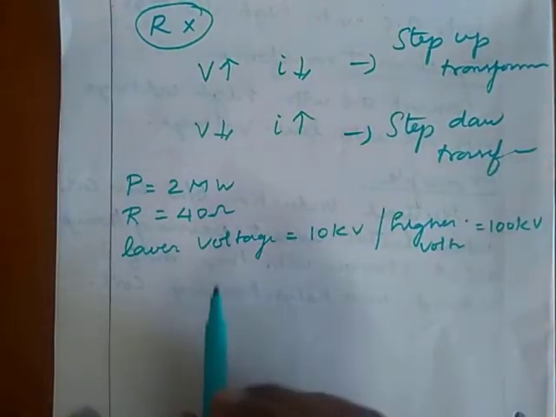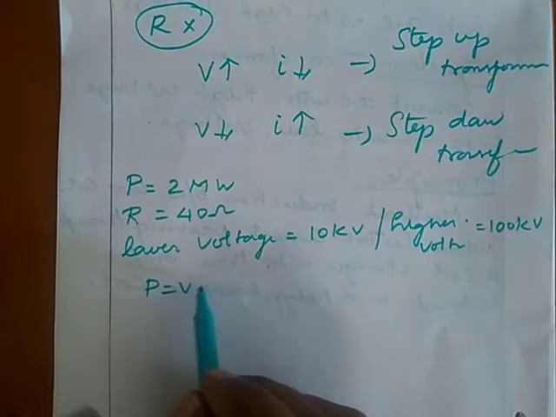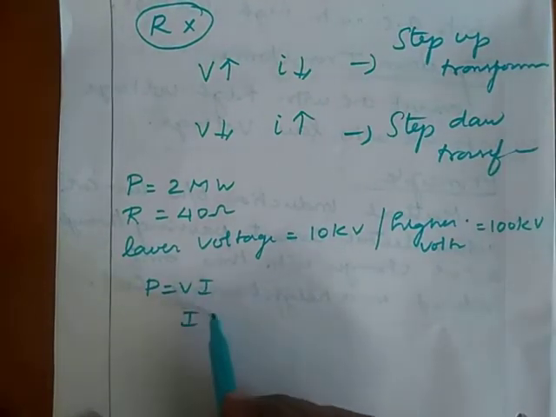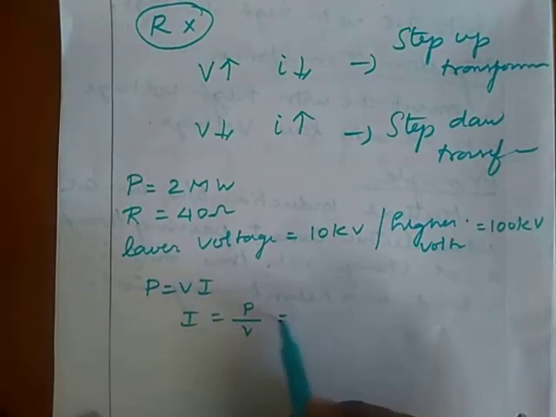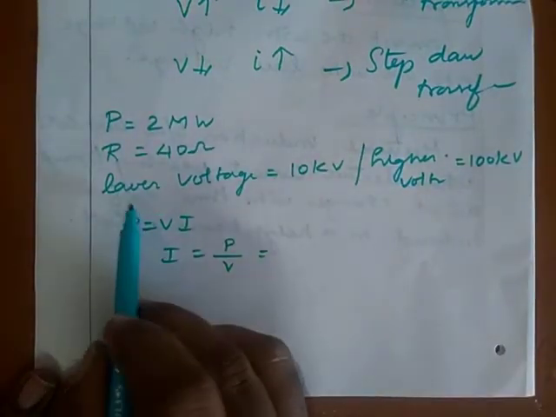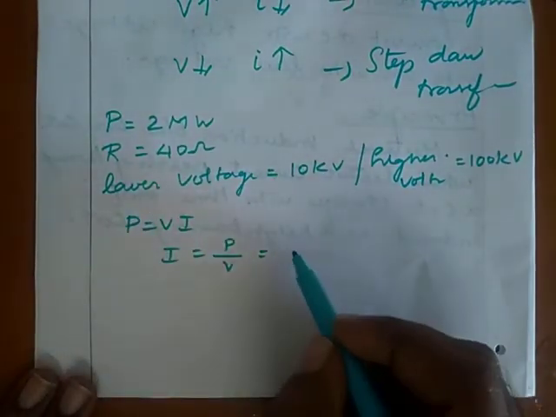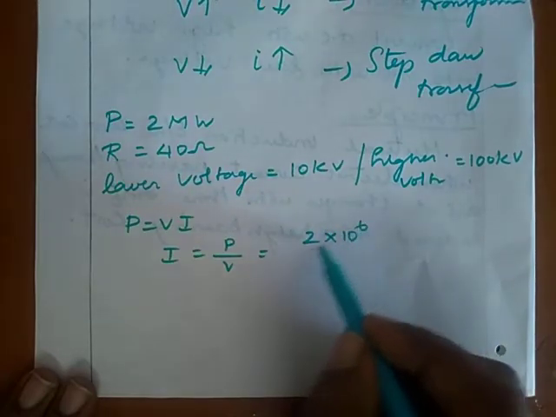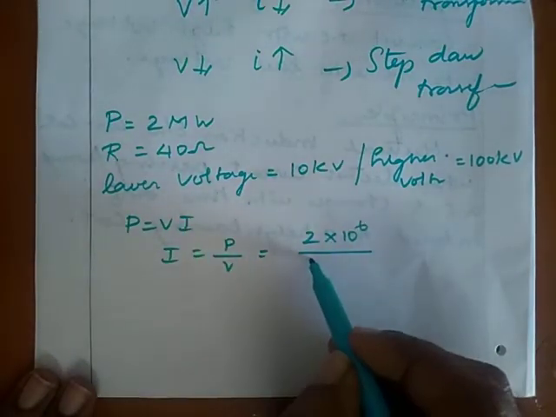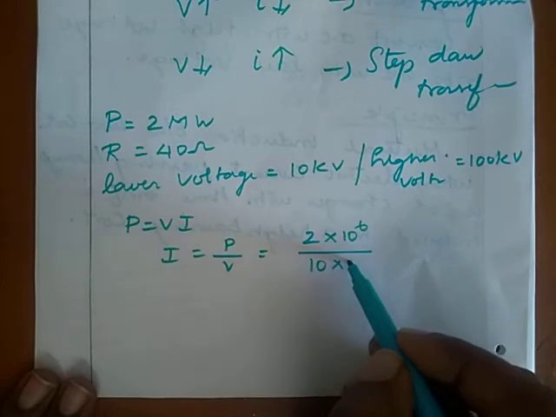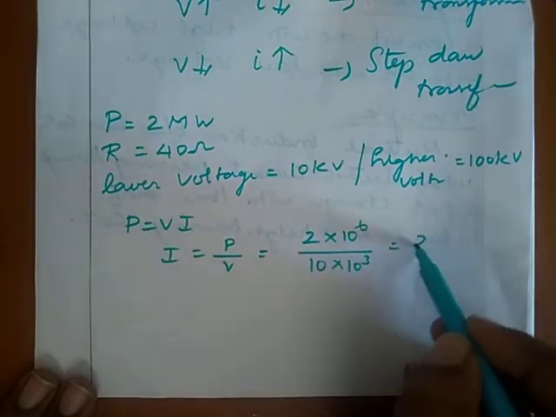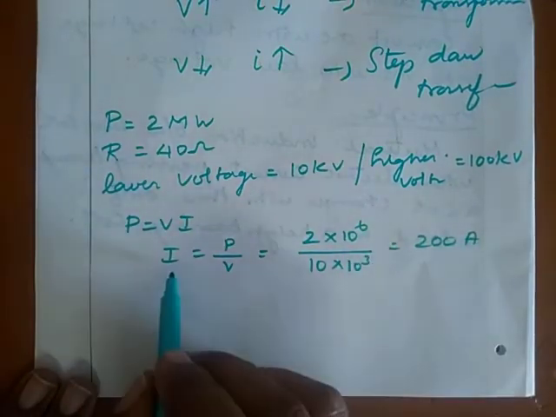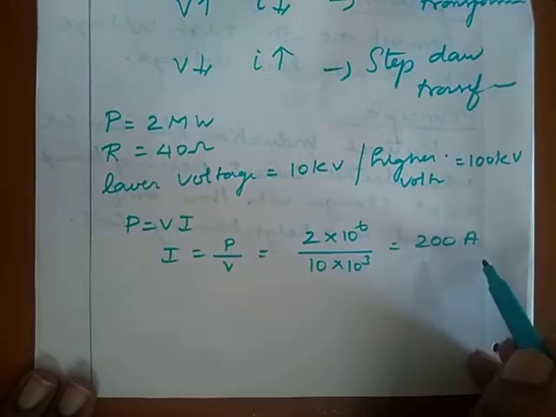Okay, we know power P is equal to voltage into current, then I is equal to P by V. First of all, I am considering the lower voltage. For that case, 2 mega means 10 power 6, and 10 kilo means 10 power 3. After solving this we get 200 ampere. Okay, for this case the current is 200 ampere.